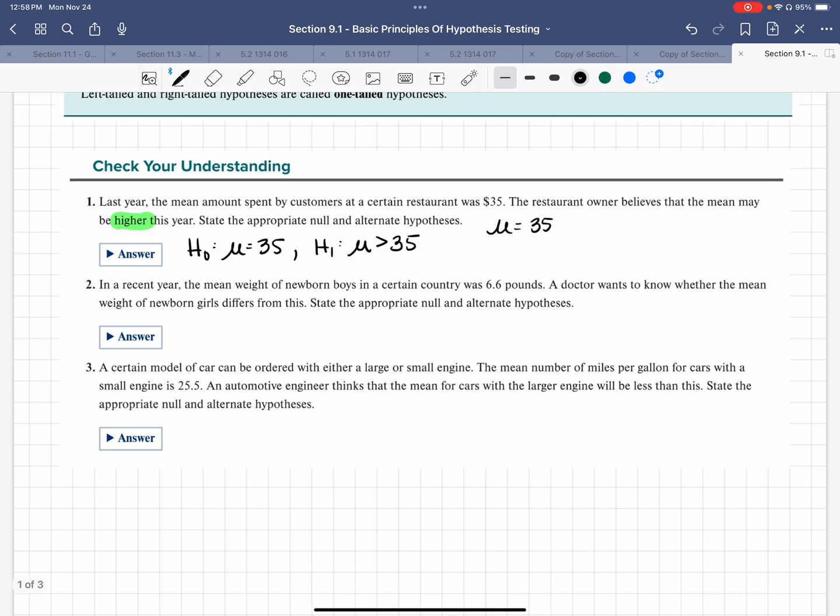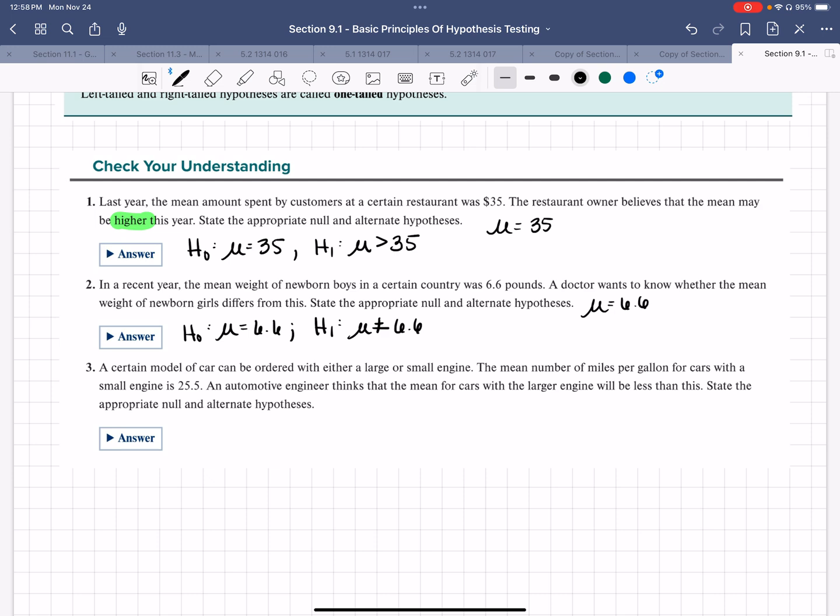Example 2: in a recent year, the mean weight of newborn boys in a certain country was 6.6 pounds. So mu equals 6.6 pounds. A doctor wants to know whether the mean weight of newborn girls differs from this. Notice we didn't say anything about higher or lower. It just says it differs. We want to state the appropriate null and alternate hypothesis. So my null is going to be mu equals 6.6. And my alternate is just going to be that mu does not equal 6.6. Okay.